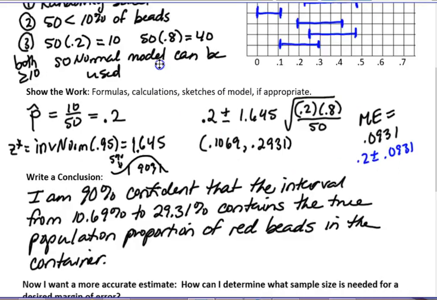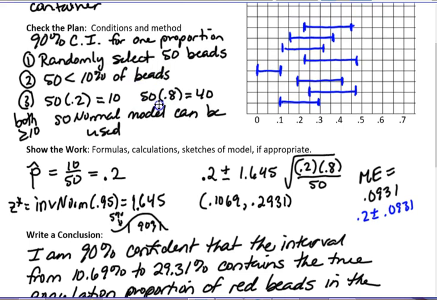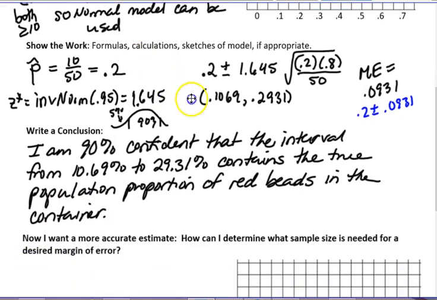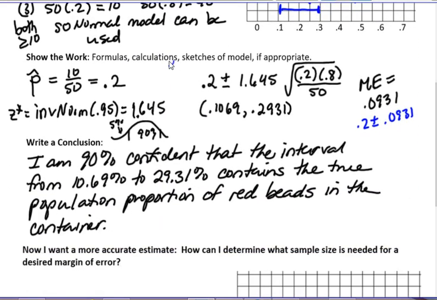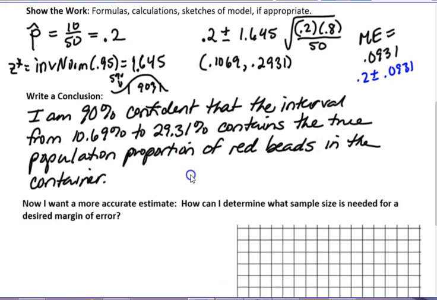Now my conclusion then, so that was my show the work part: formulas, calculations, sketches of models if appropriate. And you've been doing this actually with a normal model, but you've just been doing these last 2 parts, the show the work and write the conclusion part, but now we have to add the state my goal and check my plan. So write a conclusion. I am 90% confident that the interval from 10.69% to 29.31% contains the true population proportion of red beads in the container. So this is the template we learned before in section 8.1 on how we write about a confidence interval.